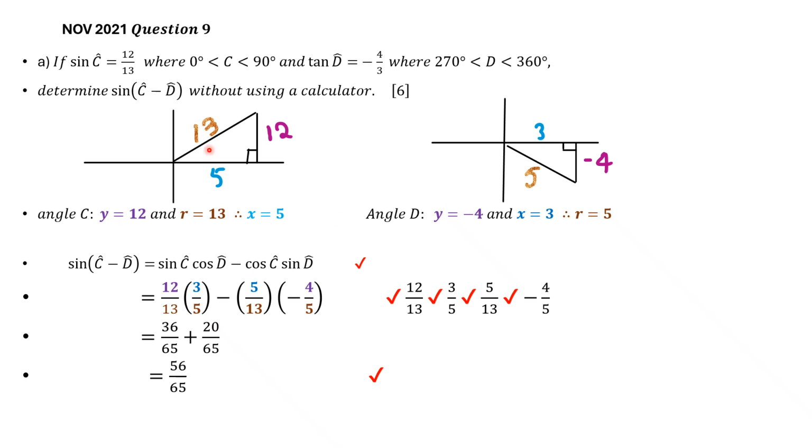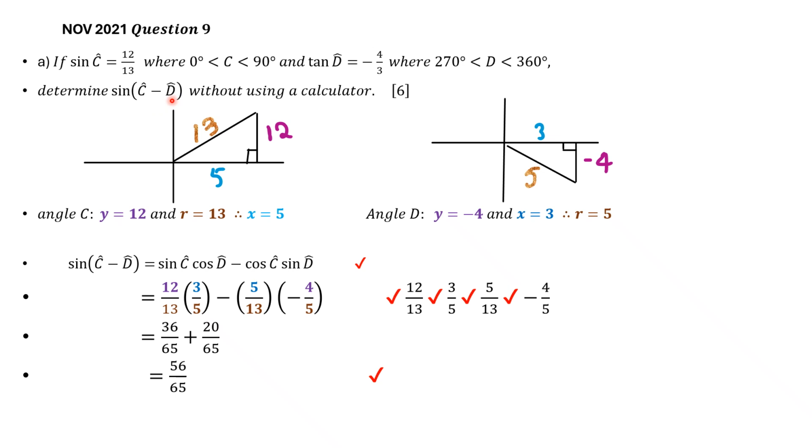So there, if we use the theorem of Pythagoras, my x squared would be r squared minus y squared. So 13 squared minus 12 squared. 169 minus 144 gives me 25. Square root of 25 is 5. Here we have y and x, so 3 squared, which is 9, plus minus 4 squared, which is 16, gives me 25, and square root of 25 is 5. Right, so there's my values.